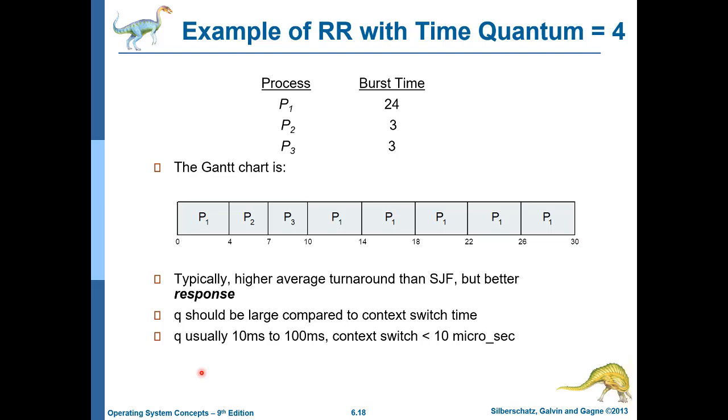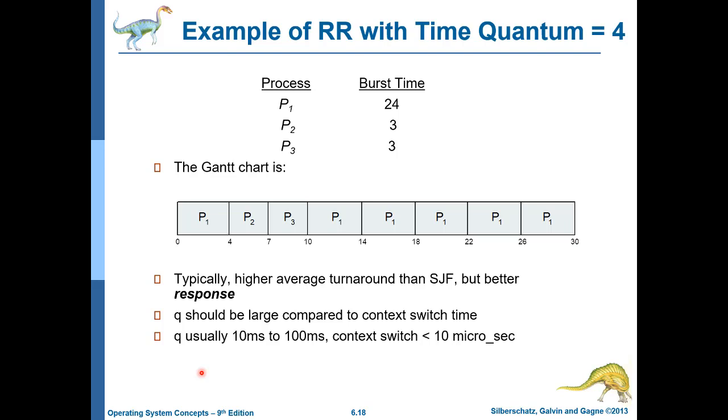After that, we have P2, which will execute for 3 time units, because that's the maximum. Then the next turn is that of P3. P3 also has 3 time units. It also finishes before its time quantum, and then the only remaining process is P1. So we continue with P1 one by one.